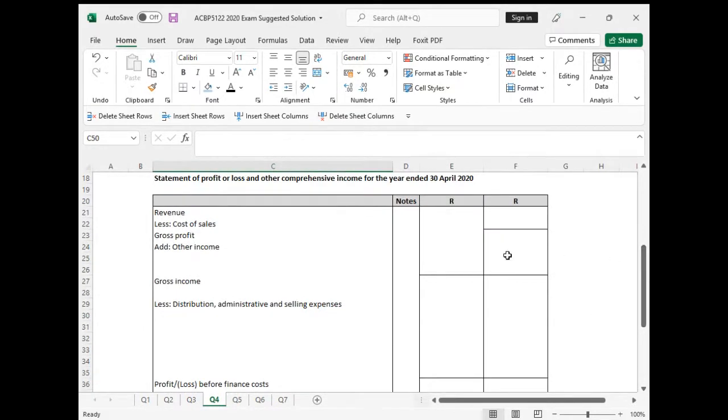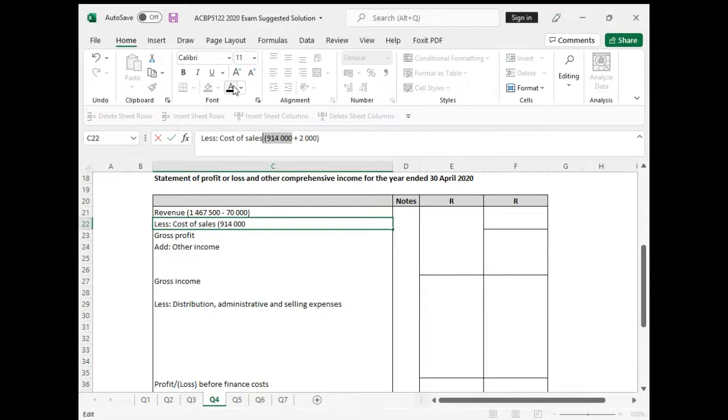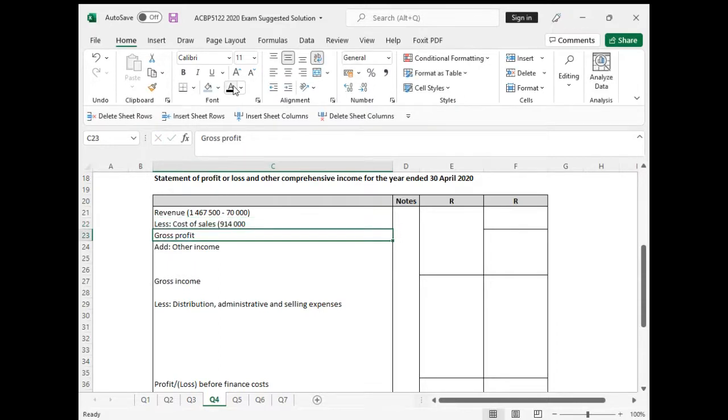Okay, so on the pre-adjustment trial balance, they have given you a sales value of 1.467 million, and then remember you deduct the sales return amount of 70,000. So you can already go enter that information into the brackets before you even start with the additional information. Your cost of sales, they've given us a value of 914,000, so you just go enter that in there.